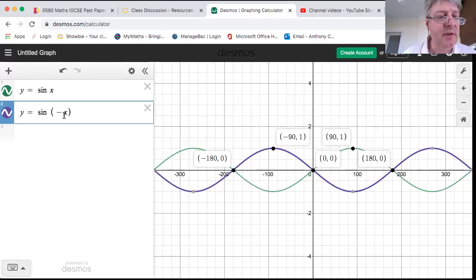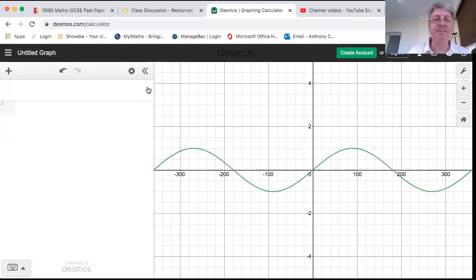So if you see this -x at the front, that will have the effect of doing a reflection in the y-axis, okay? So there is a summary of the final section, which is on reflections. They can either be reflected in the y-axis or the x-axis.